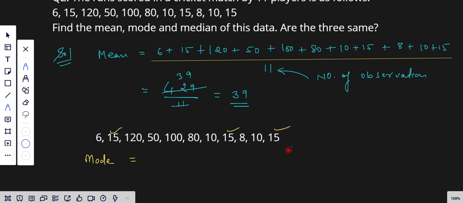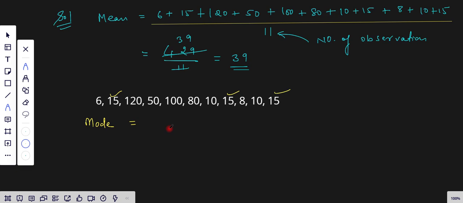So what I'll write here, you will say 15 is the mode of this observation. You can simply write, here 15 occurs 3 times. So you can say mode of these observations is equal to 15. So this is your answer.